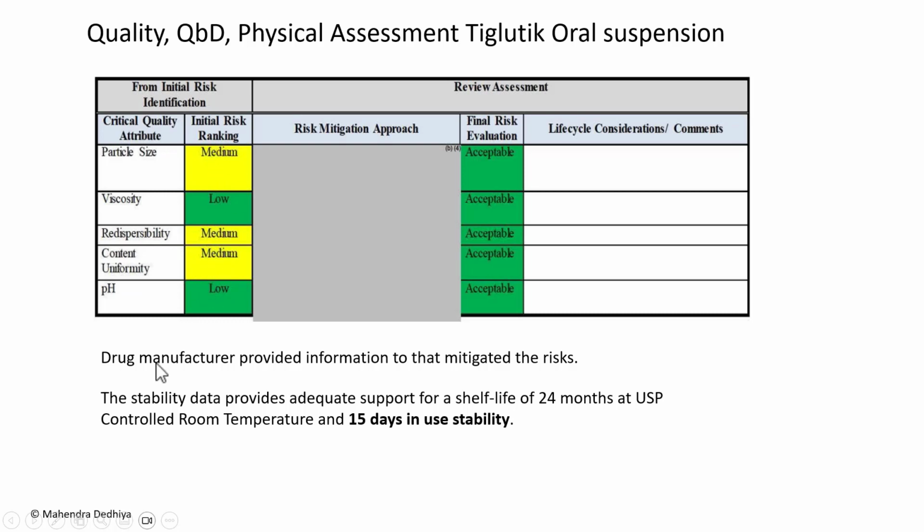The drug manufacturer provided the information to mitigate the risk, including 30-second shake well labeling. So redispersibility and content uniformity were addressed through the instruction to the patient. Stability data provided an unopened bottle shelf life of 24 months. Upon shaking, 15 days of in-use stability was acceptable.